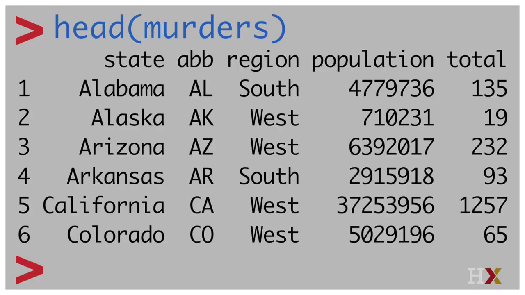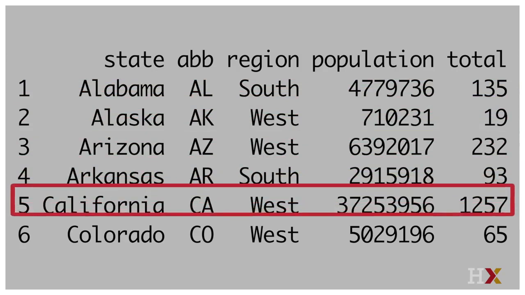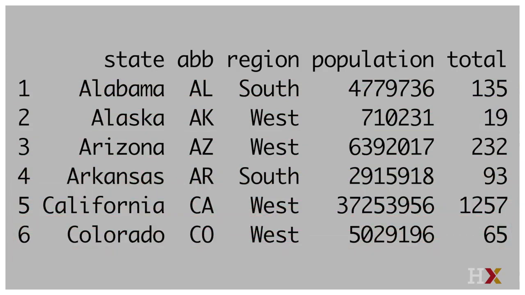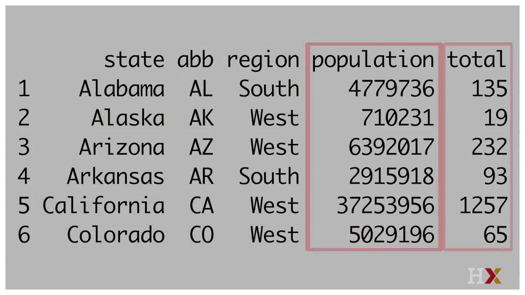We can also show the first 6 lines of this data frame using the function head. We type head(murders). We see Alabama, Alaska, Arizona, Arkansas, California, and Colorado, along with the variables associated with each state. This object follows the convention that we described. It's quite common in data science. Rows are the different observations, in this case states, and columns represent different variables. In this case, state, abbreviation, region, population, and total.